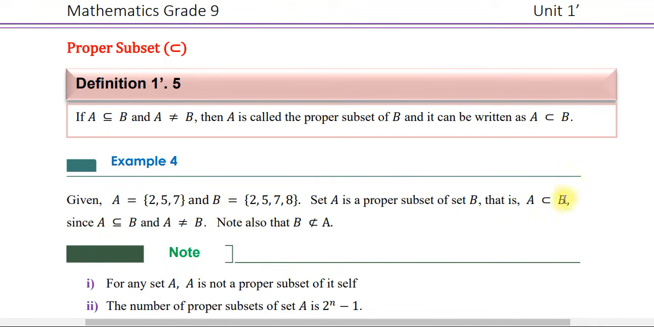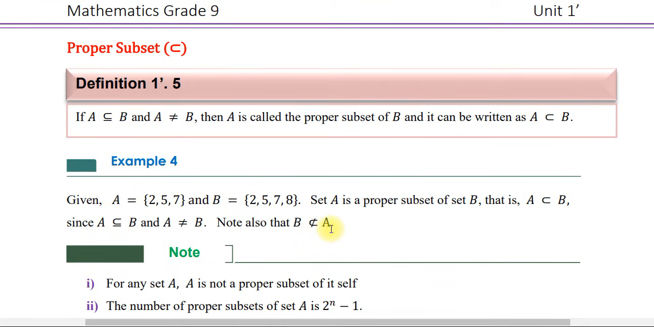That is A is a proper subset of B. Because A is a subset of B. A ላይ ያሉ ኤሌመንቶች በሙሉ ቢ ላይ ያሉ። But A is differ from B. A እና ቢ እኩል አይደሉም። ነገር ግን A is a subset of B ከሆነ A is a proper subset of B ማለት እንችላለን ማለት ነው። ነገር ግን B is not a proper subset of A.